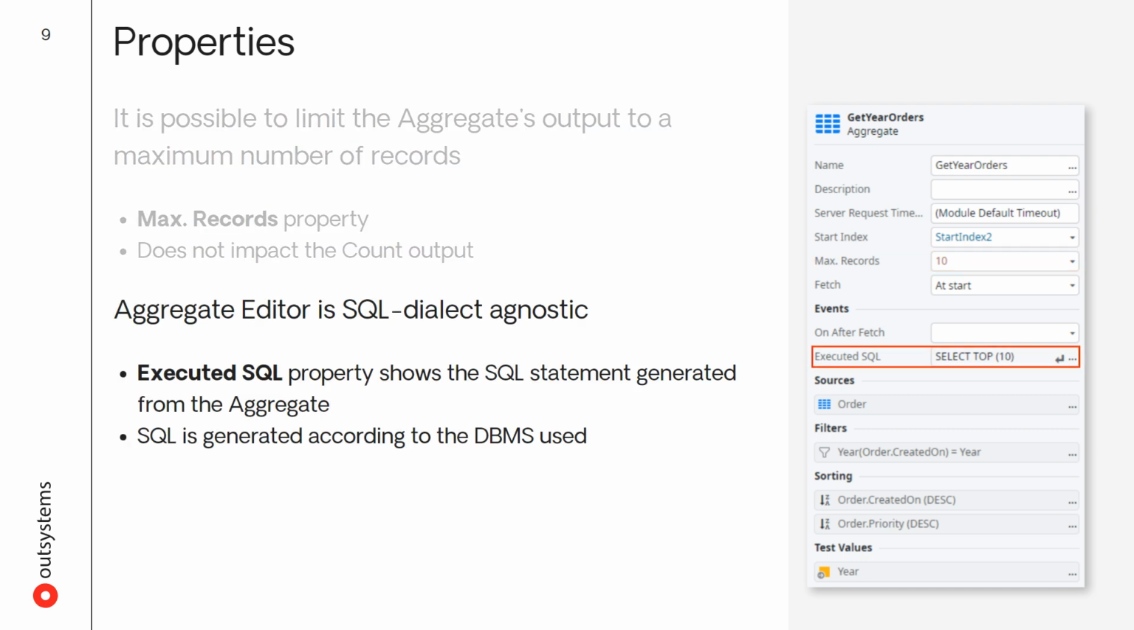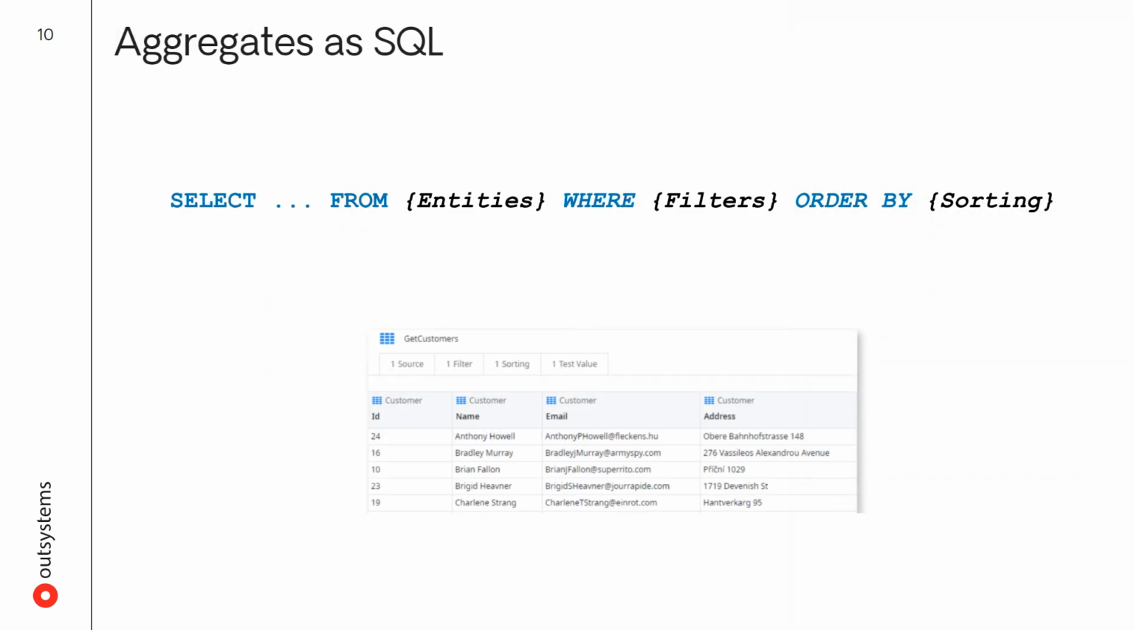We also have the read-only property executed SQL, which allows us to see the generated SQL for this aggregate. The generated SQL is database-specific and is taken care of by the OutSystems platform. In the end, although SQL knowledge is not required to create aggregates, these are translated into a select SQL query. This happens during the compilation step while the module is published.